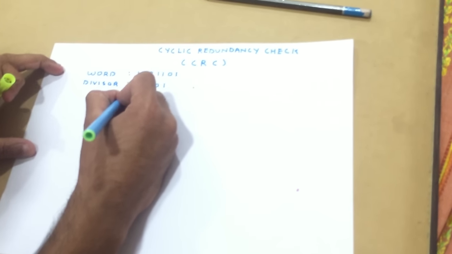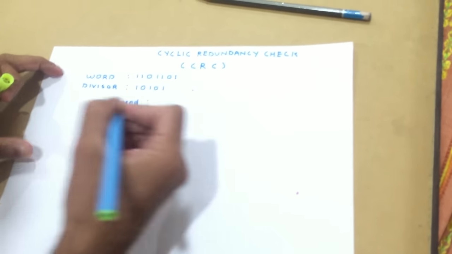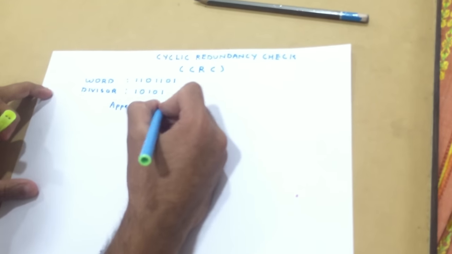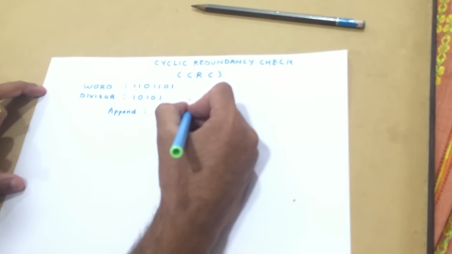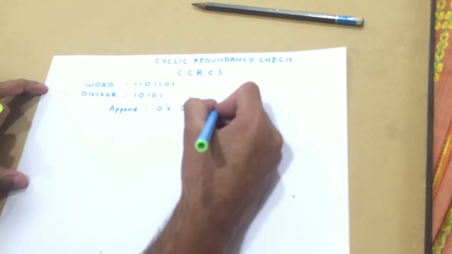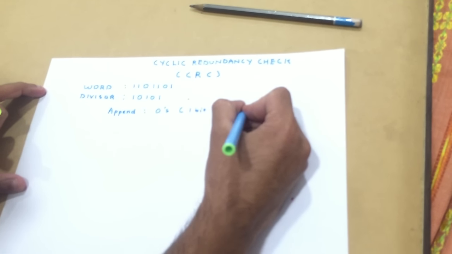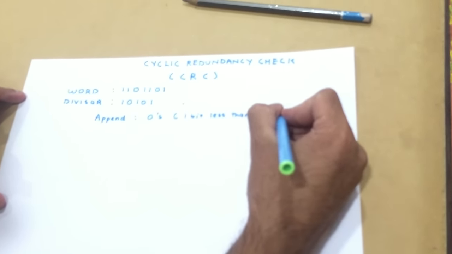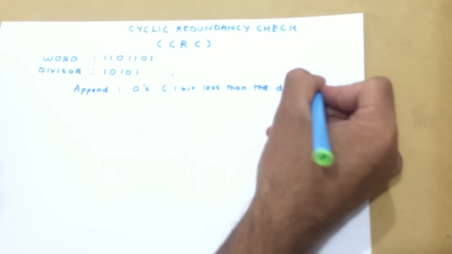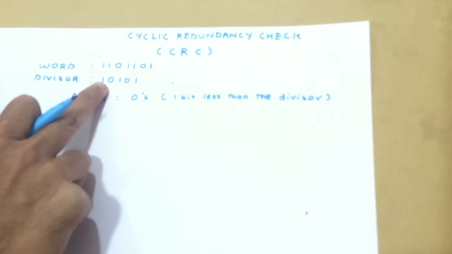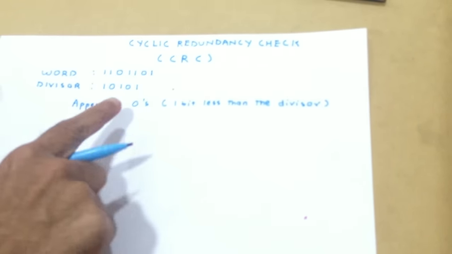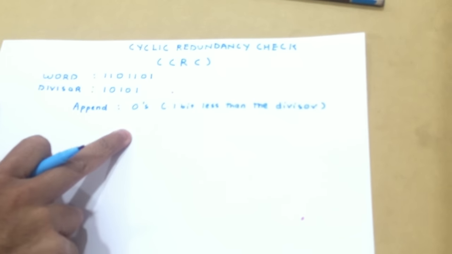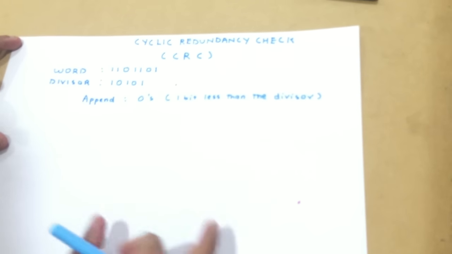What we do is first we append a few bits. Now what do we append? In the beginning we append zeros. The number of zeros should be one bit less than the divisor. So basically if the divisor is of 1, 2, 3, 4, 5 bits, then we should append 4 zeros in the beginning, due to which the CRC which we will get will be 4 bits.